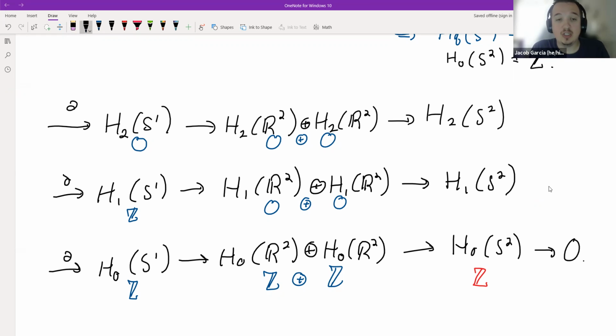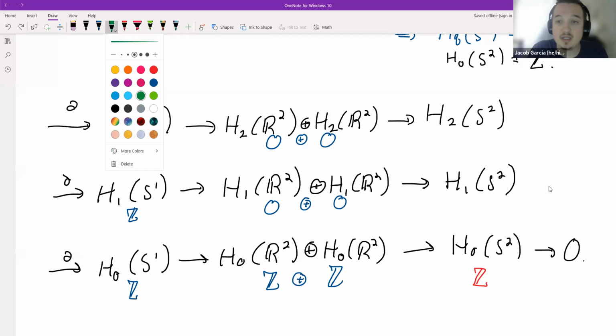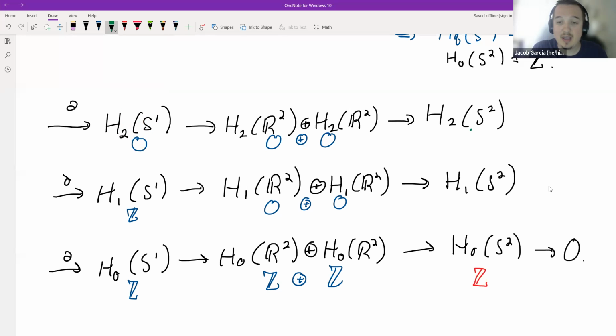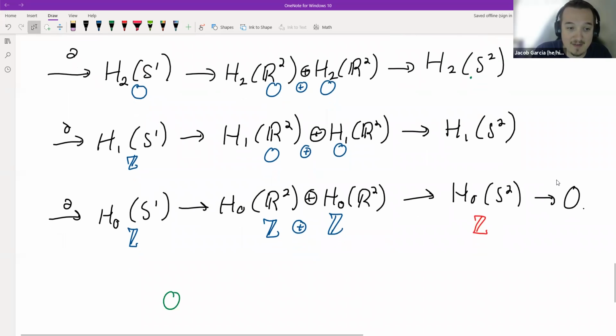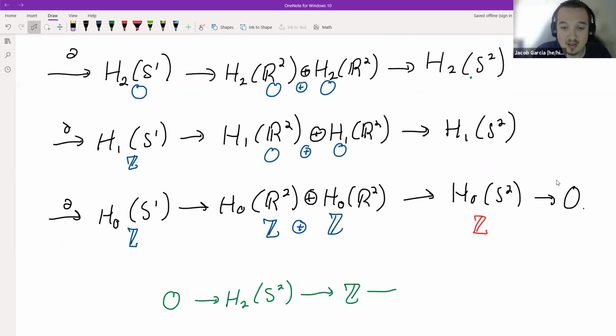Okay, so looking at this one, a different color should let me, right? If I look at this one and break it apart real quick, what I have is 0 goes to H2 of S2, which goes to Z, which goes to 0 in an exact sequence.